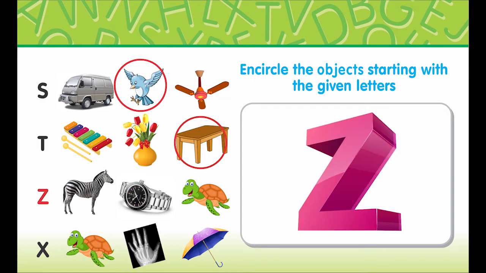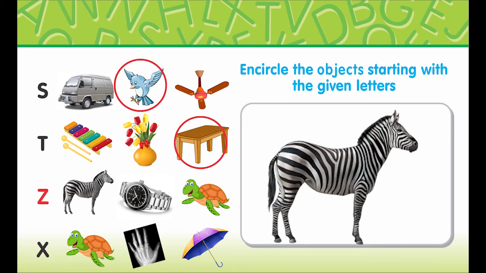Z stands for zebra. Zebra is the first picture of the row. So we encircle the picture of a zebra.